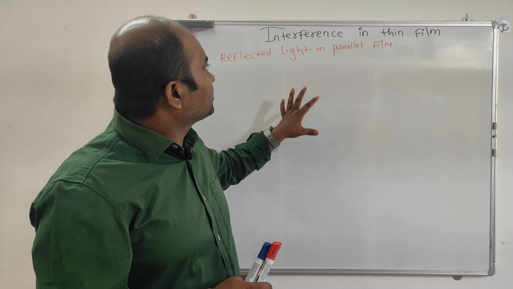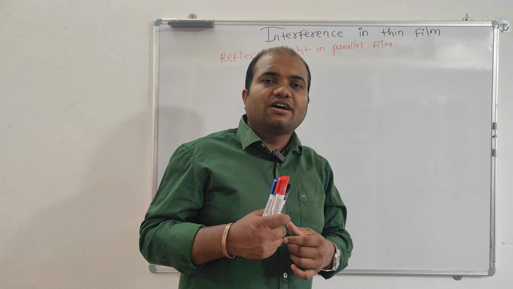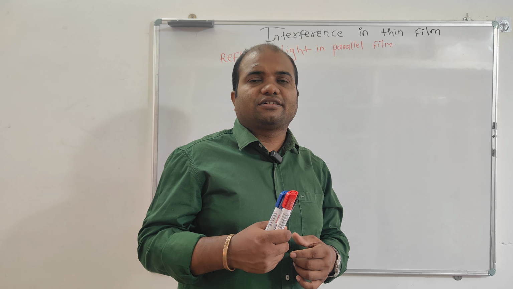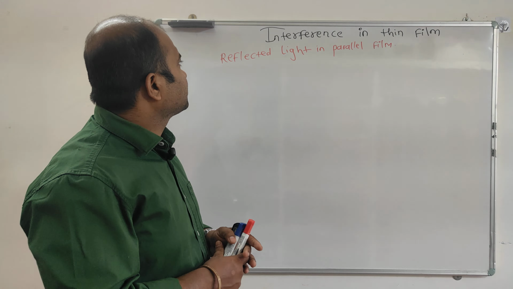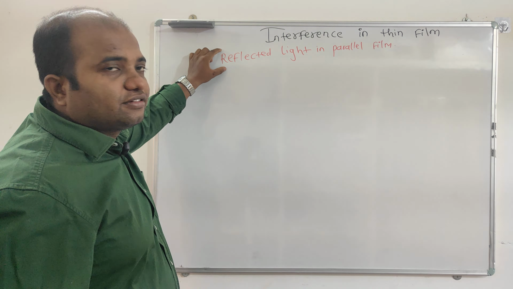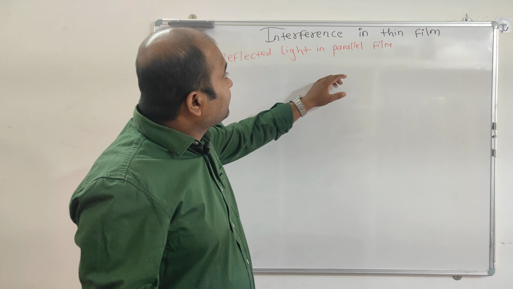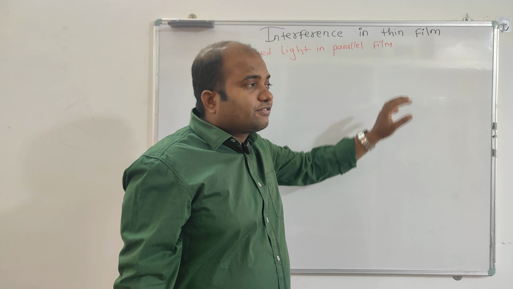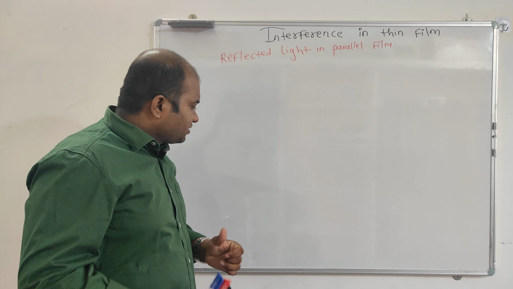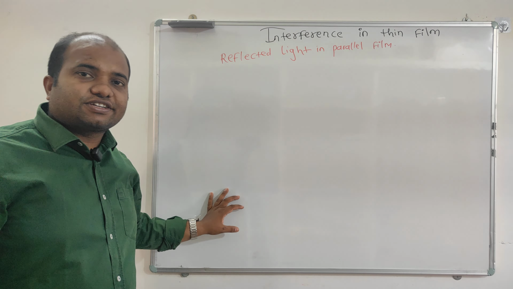Anyway, some other day we'll discuss in detail what interference is, how it occurs, and the principle of superposition. We are going to discuss all these things in detail in other lectures. But today let's focus on the interference which occurs due to reflected light from the parallel thin film. I will start the lecture here, and mainly this will be asked in essay questions as a derivation.